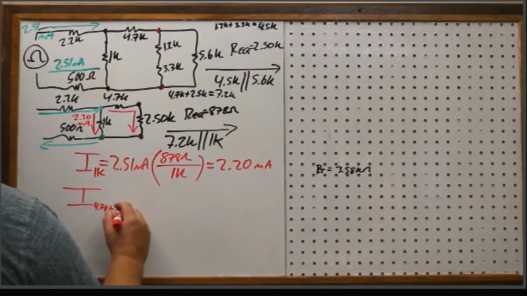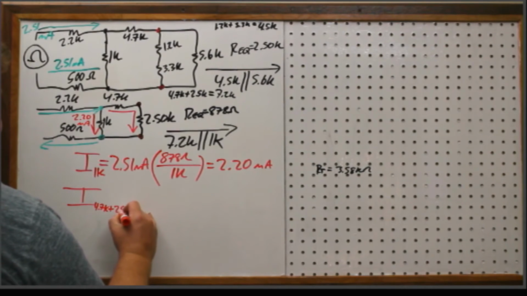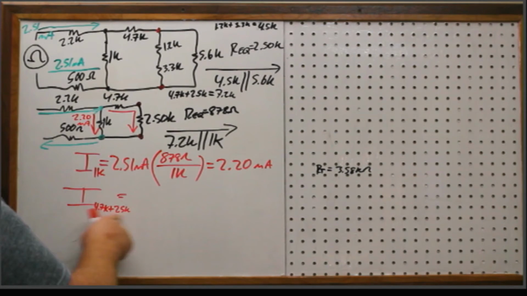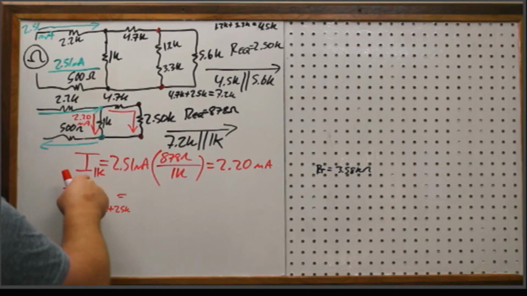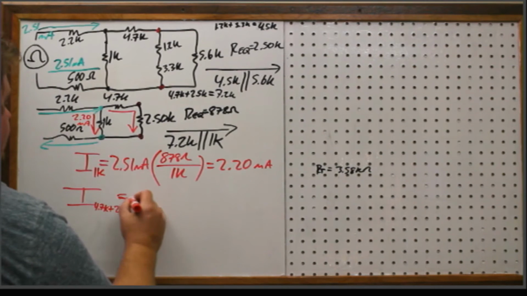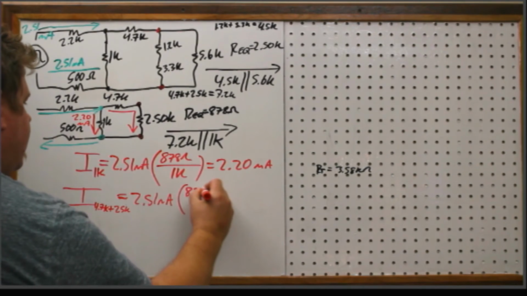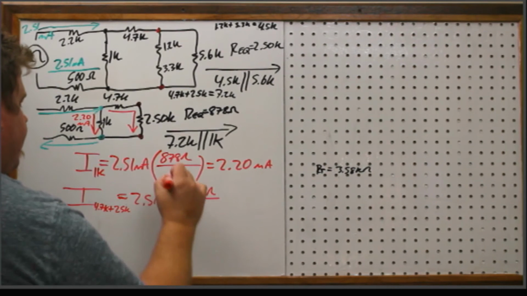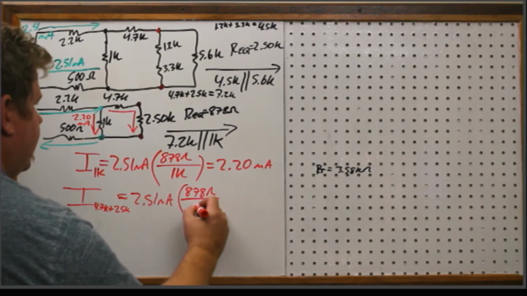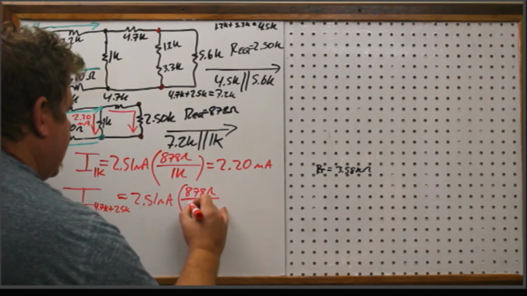But now I want the current of the, I guess you could say it's the 4.7K plus 2.5K, right? If you want to get specific about it. This is the current for the 1K. This is the current for this branch over here. Okay. 2.51 milliamps. The only thing that's different here, we have the same total resistance for both branches. Only now instead of 1K, we have, what was this? 7.2K.